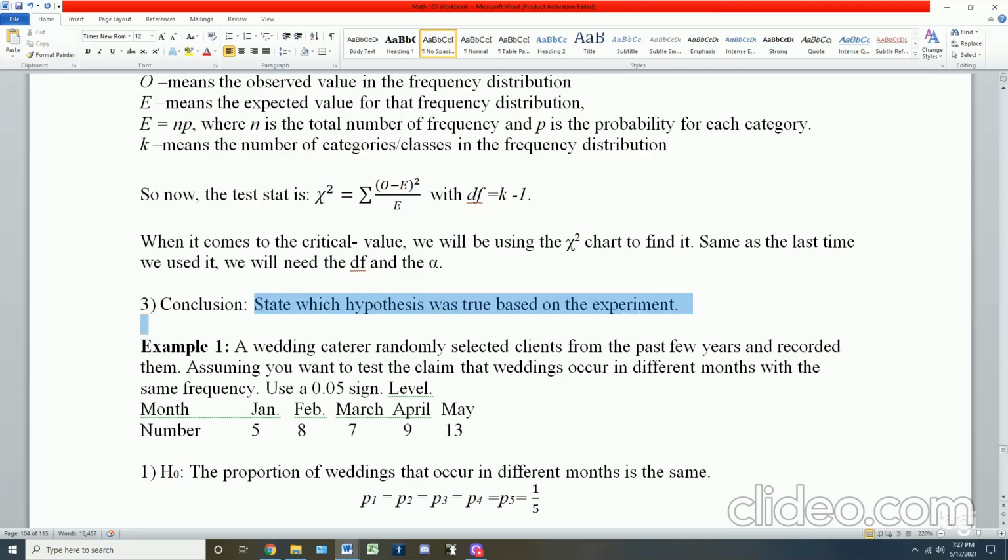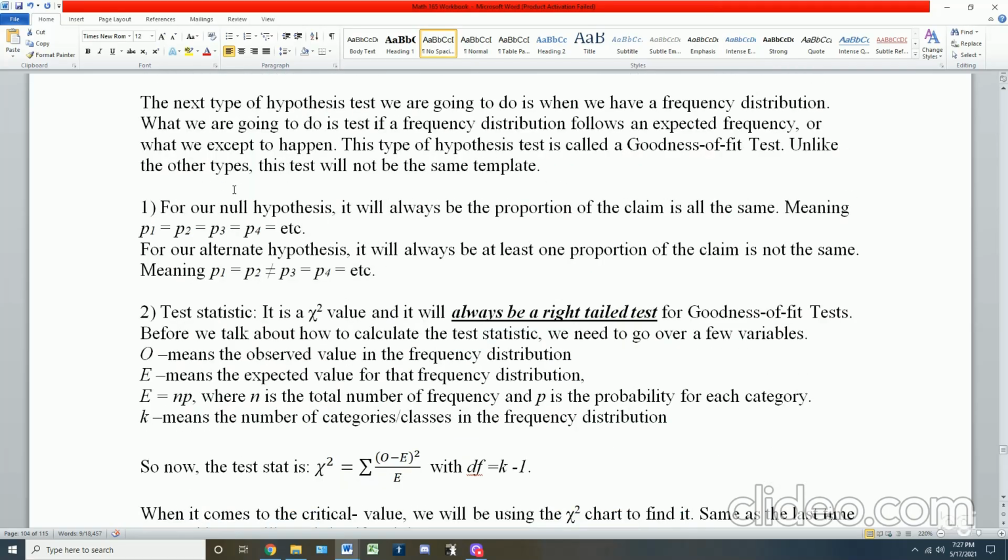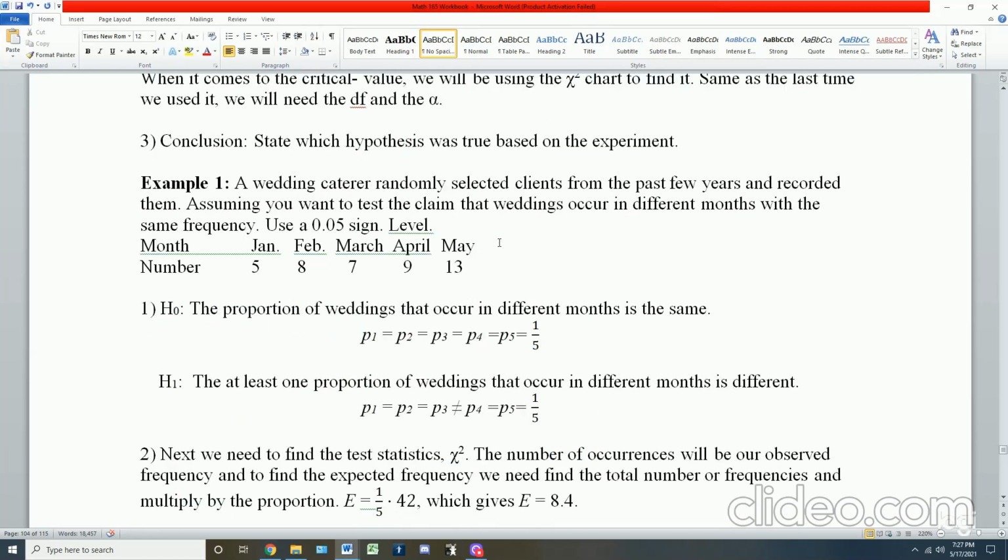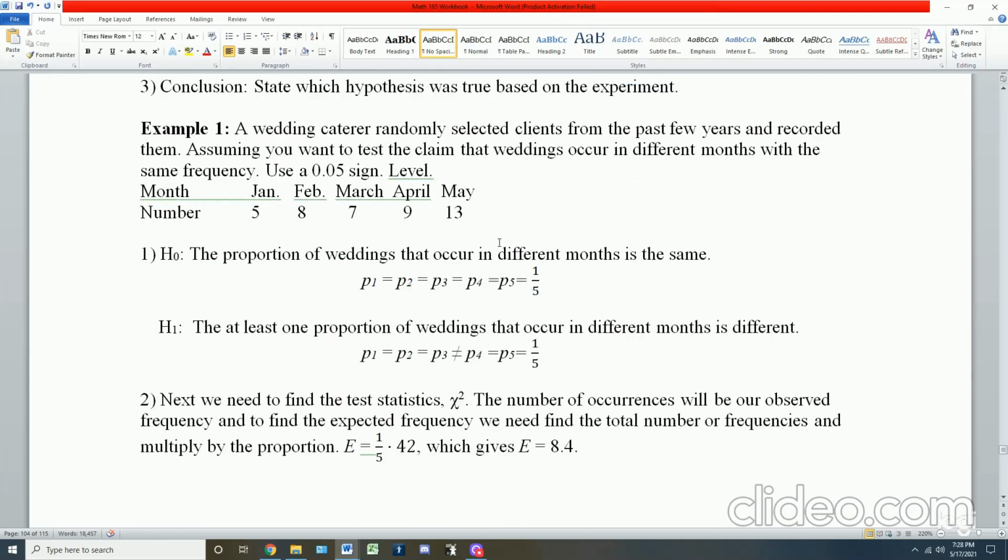Now, in this one, we don't have to do the chart. All you're going to do is literally state which one is true. So if we fail to reject, you're going to copy exactly our null hypothesis. If we reject, you're going to copy exactly our alternative hypothesis. So it can be one or the other when it comes to our conclusion. Okay. So let's try an example so you guys can see what's happening here.